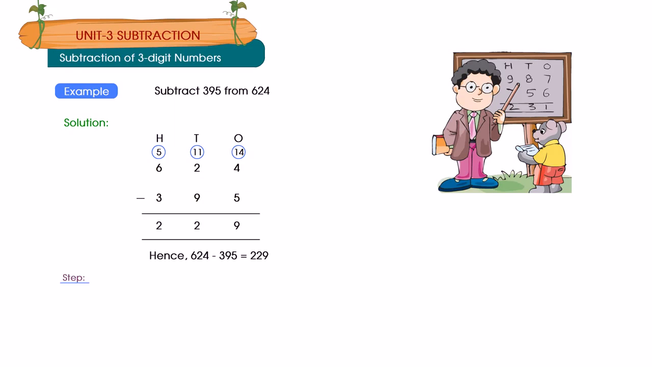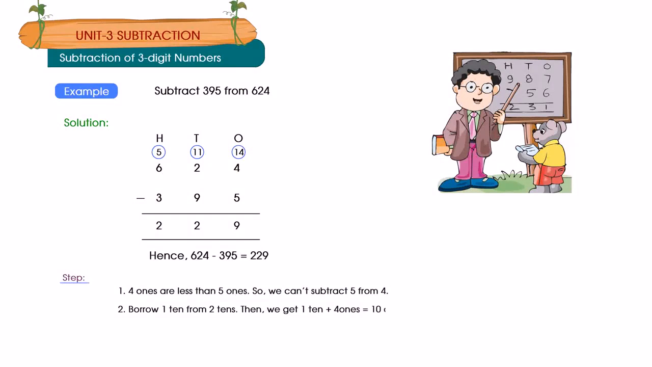Step 1. 4 ones are less than 5 ones. So we can't subtract 5 from 4. 2. Borrow 1 ten from 2 tens. Then we get 1 ten plus 4 ones is equal to 10 ones plus 4 ones is equal to 14 ones. Now 14 ones minus 5 ones is equal to 9 ones. Write 9 under the ones place.